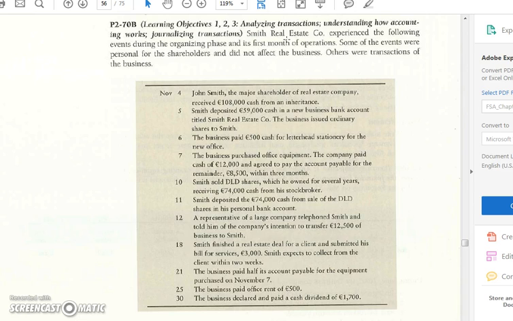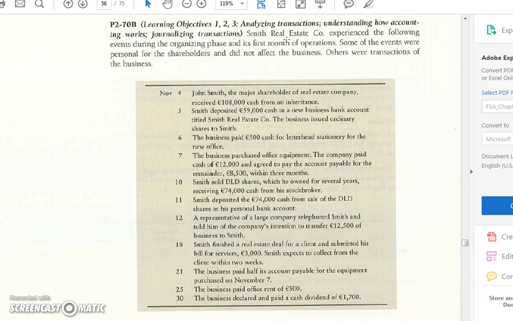Okay, November the 5th, I deposited 59,000, it's not pounds, euros, cash in a new business account entitled Smith Real Estate. The business issued ordinary shares to Smith. Now, this definitely is a real transaction. It's nothing fake about it. So when you deposited the 59,000 euros into a cash account, that's an asset account. And then by issuing ordinary shares at the value of 59,000 euros, that means the equity has also increased in the equity account called share capital.